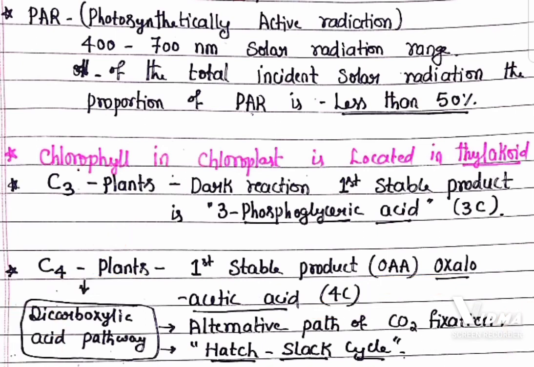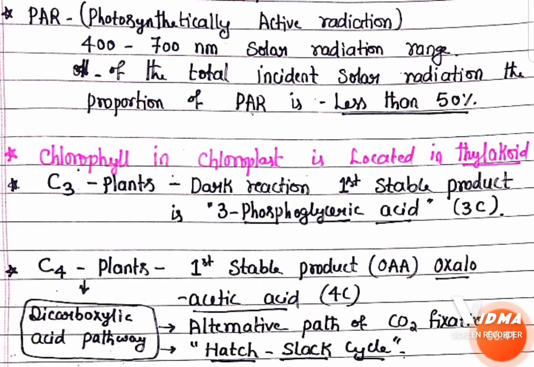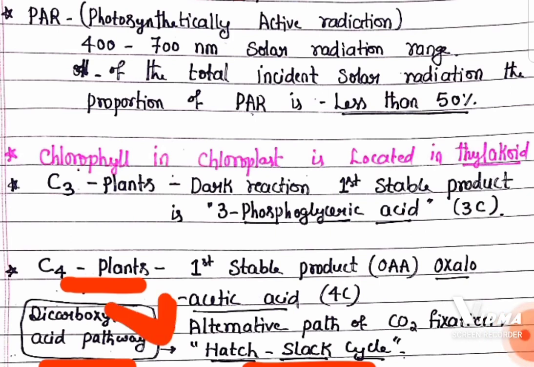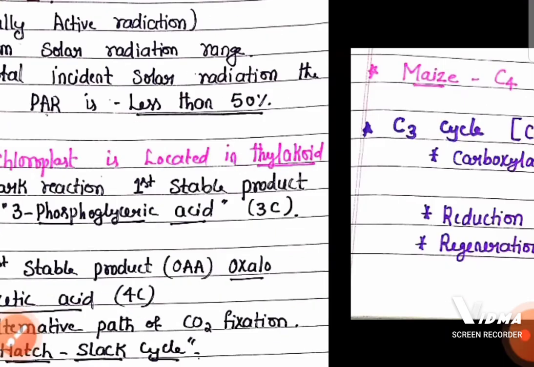That's why the name C4 has been given. And this oxaloacetic acid has 2 carboxylic groups. That's why this C4 cycle is also called the dicarboxylic acid pathway. And remember, children, the C4 cycle, dicarboxylic acid pathway or Hatch-Slack cycle is the alternative pathway of carbon dioxide fixation. Usually in most plants, carbon dioxide fixation during the dark reaction occurs by the Calvin cycle or C3 cycle. But the C4 cycle is one of the alternative paths for carbon dioxide fixation.